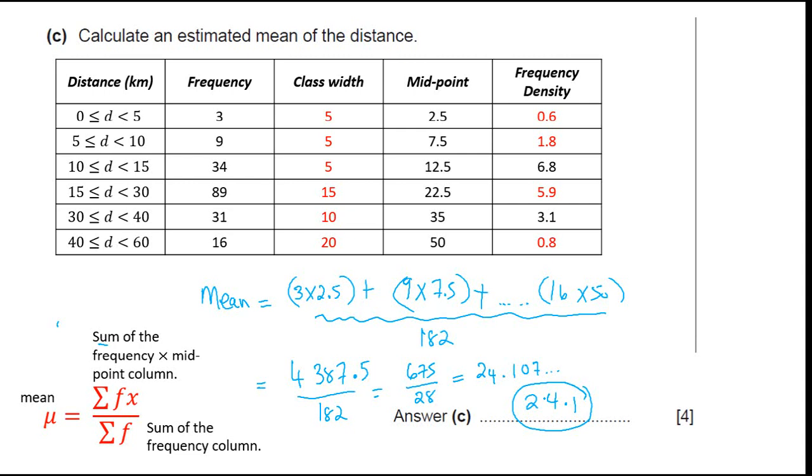Maybe you are missing something, so write it down and say 3 times 2.5 plus 9 times 7.5 plus 34 times 12.5 plus 89 times 22.5 plus 31 times 35 plus 16 times 50. That answer you then divide by 182. Not easy. It was never easy.